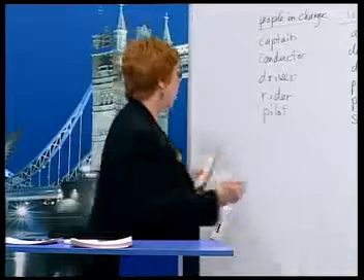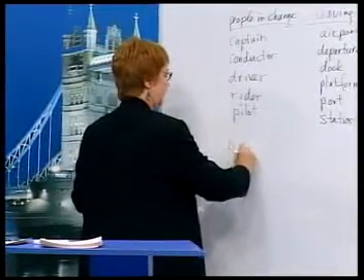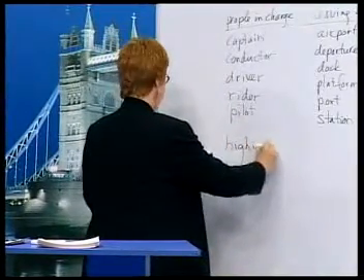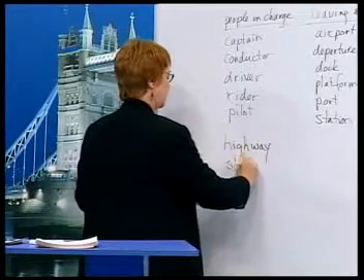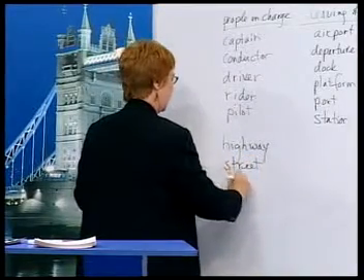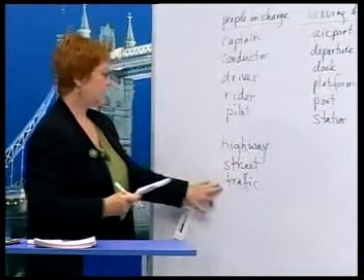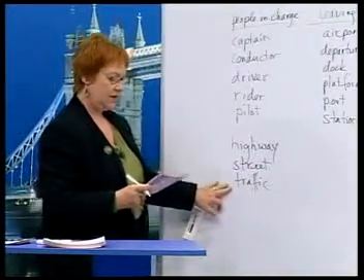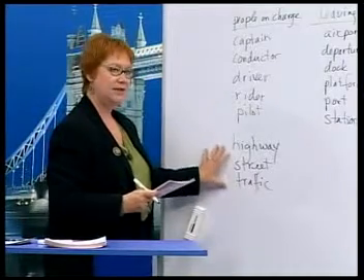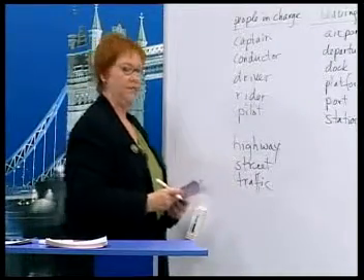Now, if we look back at our list, we have some extra words. These words are highway, street, and traffic. Now, Ali, what is this category? What is this group? They are car words.